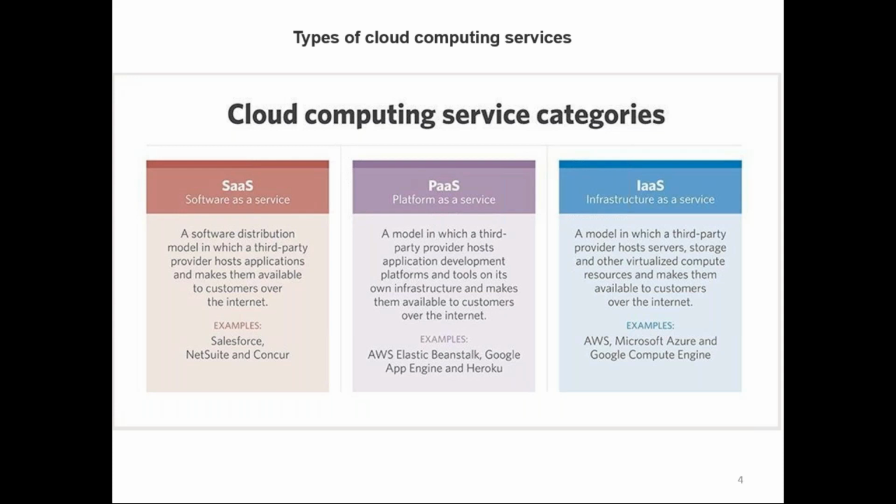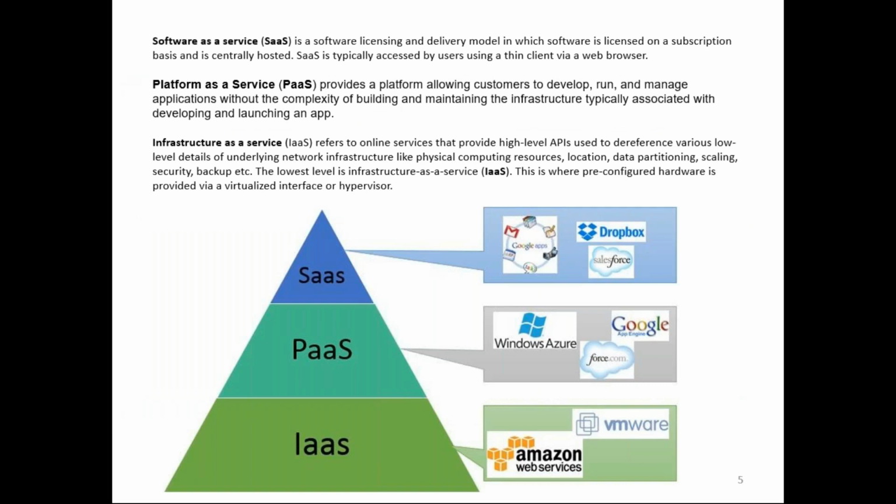And then you have infrastructure as a service or IaaS, a model in which a third-party provider hosts servers, storage, and other virtualized compute resources and makes them available to customers over the internet. And again, this infrastructure is available to customers over internet. Now all of them are available only on internet. Now the examples of your IaaS can be your AWS, Amazon Web Services, or VMware or Microsoft Azure. Okay, so these are the examples of IaaS.